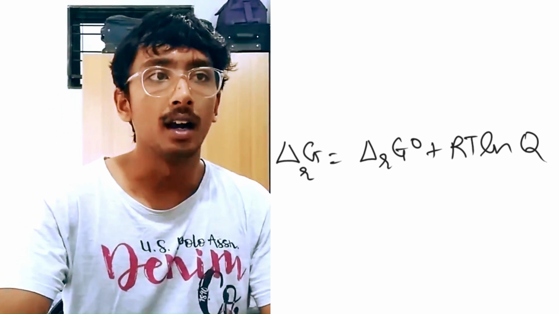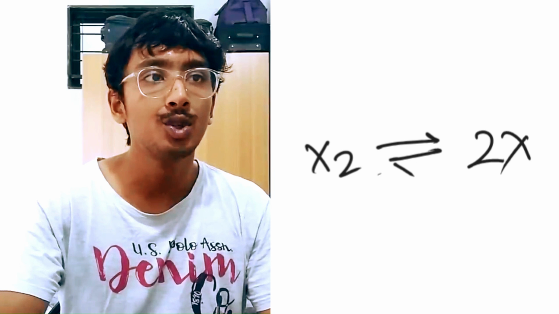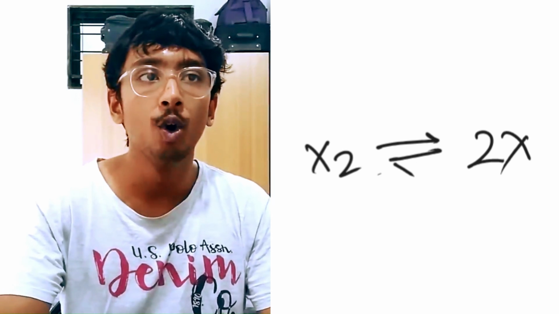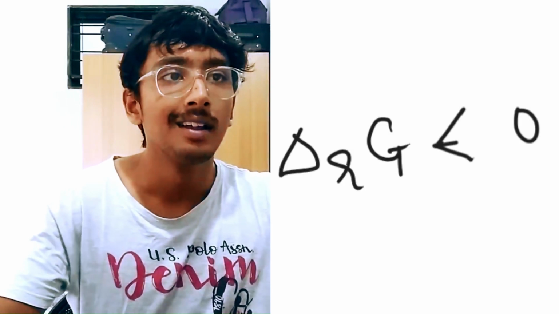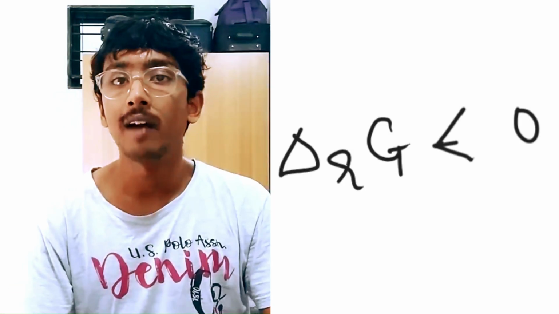So now at the start, since you have X2 1 mole and no moles of X, at the start of course Q is going to be equal to 0. That means your delta G is definitely negative. When you have Gibbs free energy being negative, your reaction is spontaneous. That means your second statement is true.